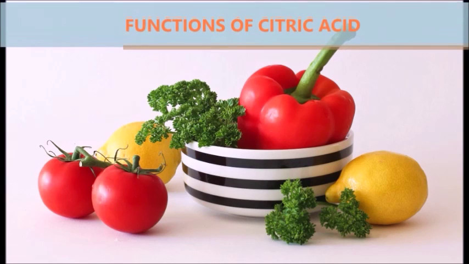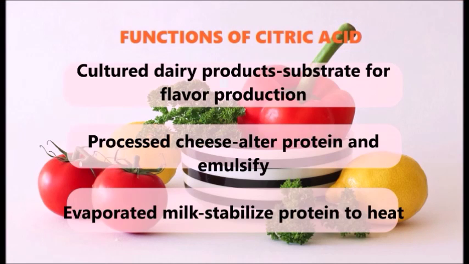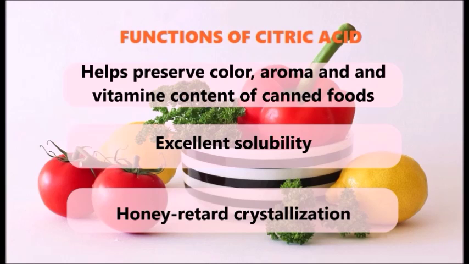Functions of citric acid. Citric acid is used in dairy products for flavor production. It causes cis-alto protein and emulsify. It can also evaporate and sterilize protein to heat. Citric acid also helps improve color, aroma, and vitamin content of canned fruit. It has excellent solubility, and it is also used in honey to retard crystallization.